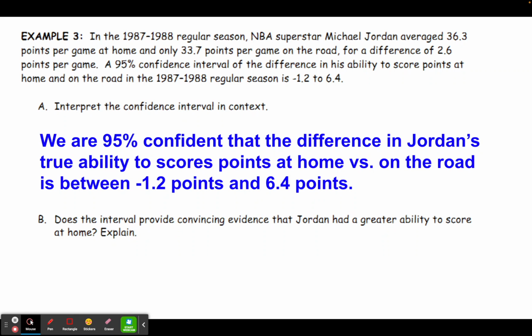Now, part B says, does this interval provide convincing evidence that Jordan had a greater ability to score at home? Explain. Well, if Jordan had a greater ability to score at home and we were doing home minus road, that means that we would always get a positive value. So if that was the case, then our confidence interval should not contain negative values and it should not include 0. So in this case, I would say no, because the interval will contain 0, first of all, and 0 indicates that there is no difference in ability. So our interval does not support that claim.